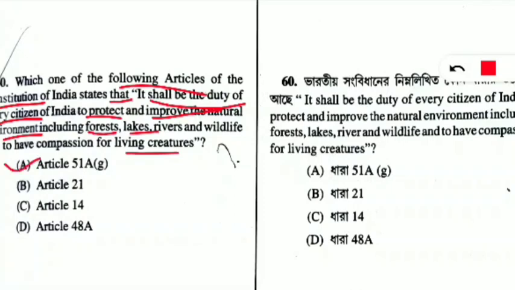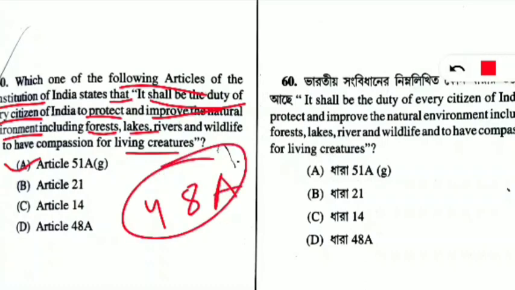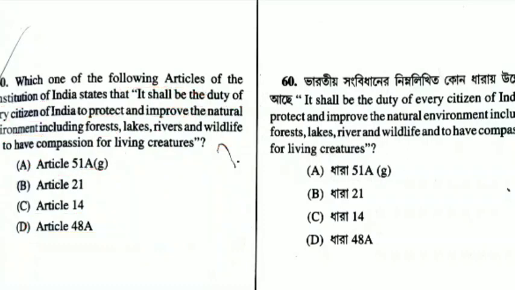This is the article which tells us to be responsible citizens for the environment, and we should also know Article 48A. Article 48A tells that the state has the duty to protect the environment. So it is for the state or the nation, but 51A is for us, the duty of every citizen. In the next video we will complete this.